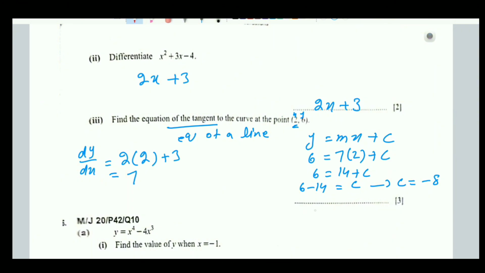So the answer is y is equal to mx plus c. Y is equal to m is 7, x plus c means minus 8. So this is the equation of the tangent. Equation of tangent is exactly you can say the equation of a line.